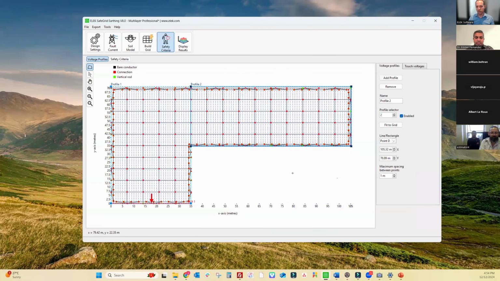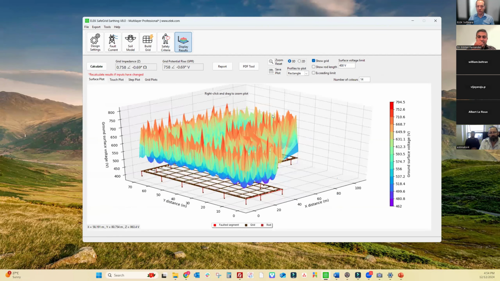Another area you will also need to define with respect to your earth grid: where do I want to plot or calculate my surface touch and step voltages? So I use voltage profiles. I add profiles, and at each one of these points is where I will calculate surface touch and step voltages. Then I'll move to the calculation under display results.